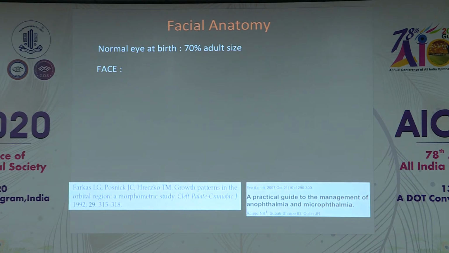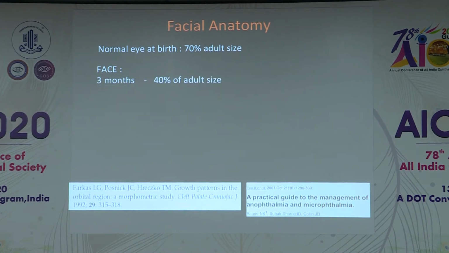I found this really nice in this article, and I liked the concept of just breaking it down simply. If we compare eye and face size, the normal eye at birth is about 70% of adult size, which is great. But the face is actually only 40% of the adult size. At 2 years, it's 70%, so it still hasn't reached its potential. And at 5.5 years, it's about 90%.